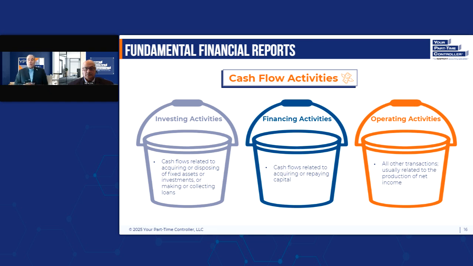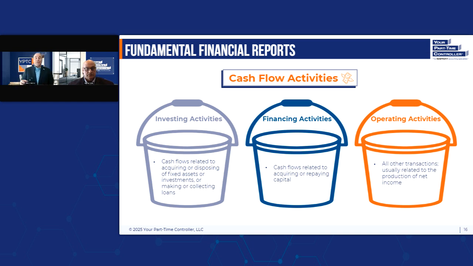Another statement that is required is our statement of cash flows, and this is for both for-profits and nonprofits. They're pretty much the same, with very slight differences. When we show a statement of cash flows, we are showing the activities of cash coming in and cash going out of the organization, and we do that in three different buckets. We have our investing activities, what we paid for in fixed assets, or if we lent money out to people, that would be investing activities.